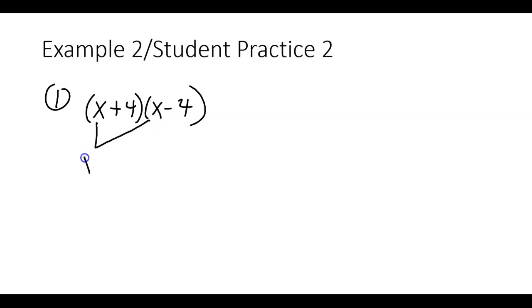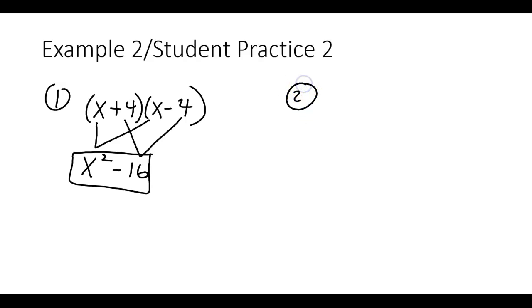All right, so we'll do some practice there. So let's say I had x plus 4 times x minus 4. Right? So we just do the first times the first, and we do the last times the last. 4 times negative 4 is negative 16. Done. No box needed. Okay. Remember, these shortcuts only apply to these special circumstances where they're exactly the same, just one's plus and one's minus.